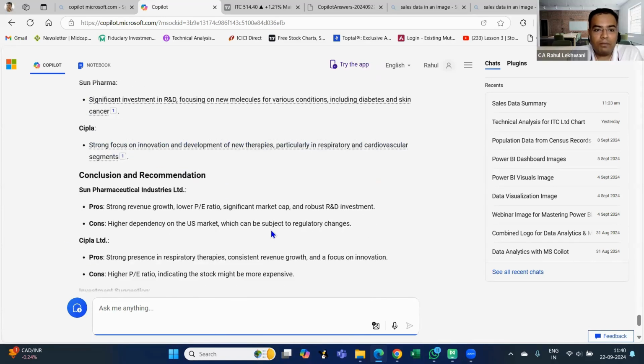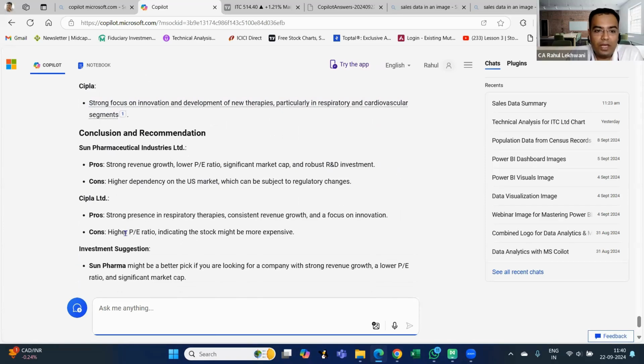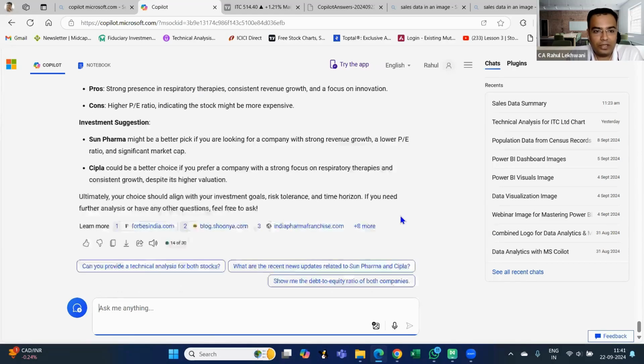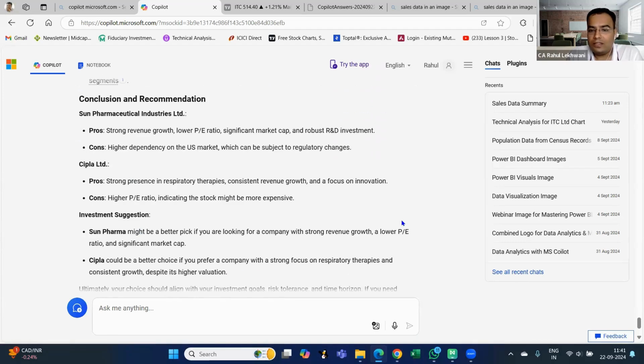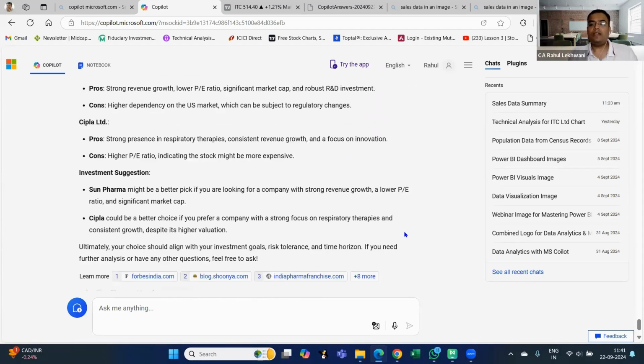So pros and cons. Sun Pharma: strong revenue growth, lower PE, significant market cap, and robust R&D investment. Higher dependency on the US market. So if anything goes wrong in the US market, the Sun Pharma share is going to go down. Right? Same way, higher PE indicating the stock might be more expensive. The same analysis the system is also doing. Strong presence in respiratory therapies and all that.